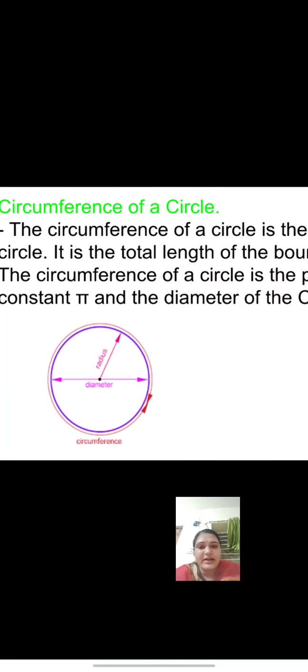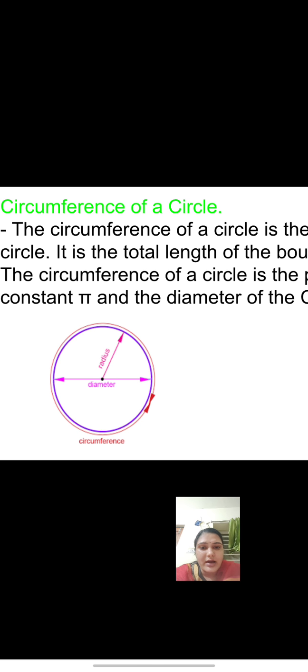Next topic is circumference of a circle. What is a circumference? The circumference of a circle is the perimeter of the circle. It is the total length of the boundary of the circle. The circumference of a circle is the product of the constant pi and the diameter of a circle, that you will learn in your higher classes. In this diagram, you can clearly see a purple line. This purple line is known as circumference. You can easily identify the diameter and radius of this circle.